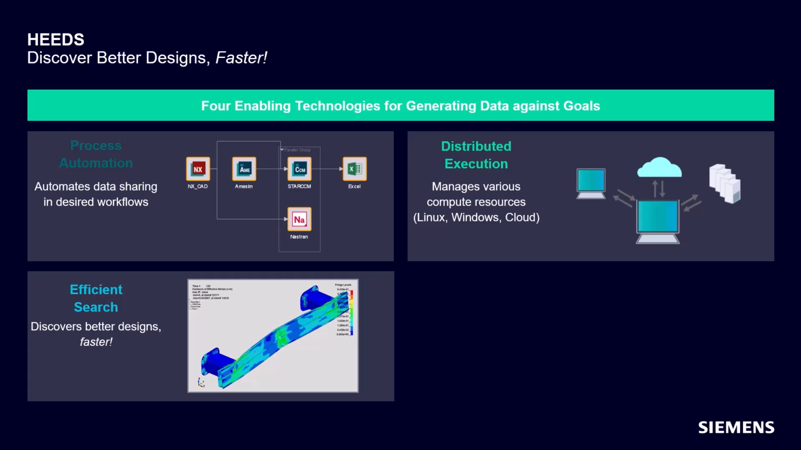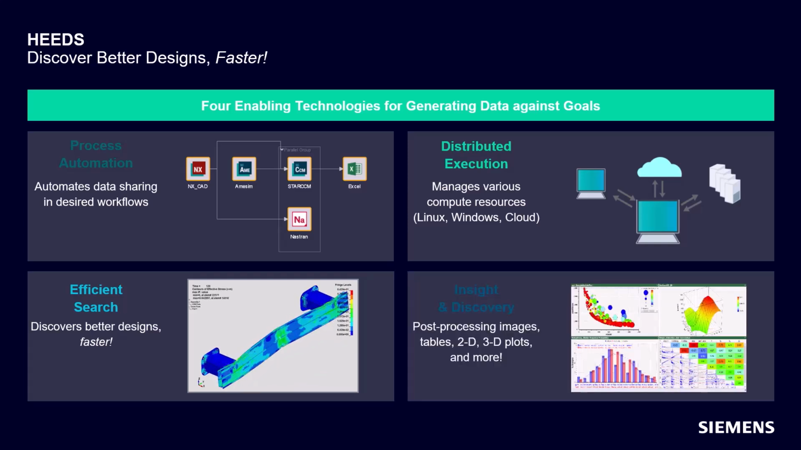With a fully defined automated workflow and link to the designated hardware, the next enabling technology is the efficient search component of HEEDS. This is the piece of the technology that allows for the data generation against goals, with the latter "against goals" part of the statement being the focus. With state-of-the-art search technology, HEEDS is able to rapidly generate data of value against the intended performance goals. It is this area that we will focus on today.